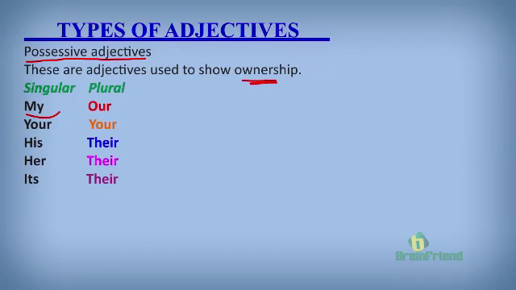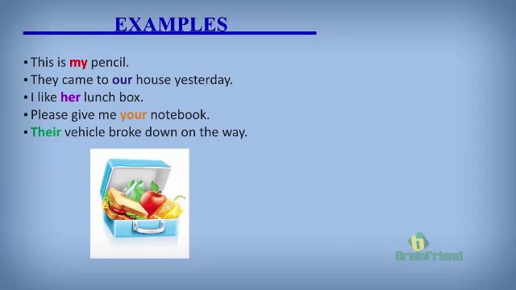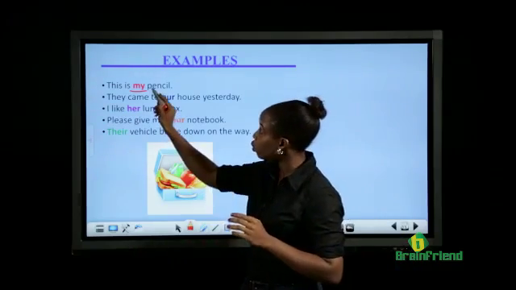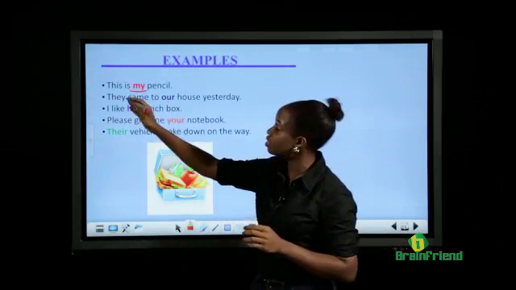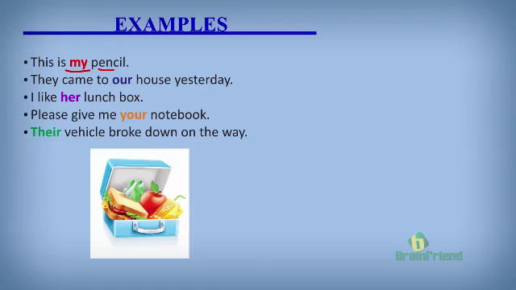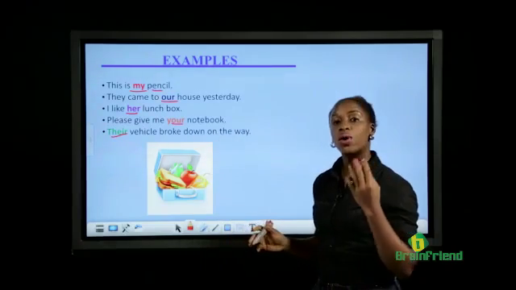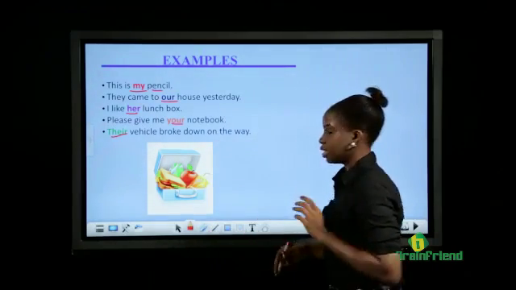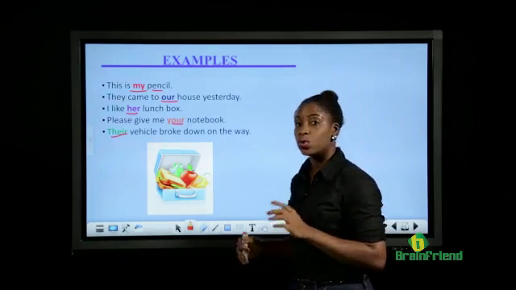Now let's look at these words in sentences. This is my pencil. My tells you who owns the pencil. It provides more information about the noun. They came to our house yesterday. I like her lunchbox. Please give me your notebook. Their vehicle broke down on the way. These adjectives tell you who owns what. They are possessive adjectives that show ownership.